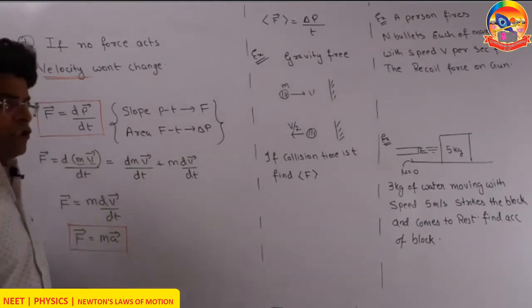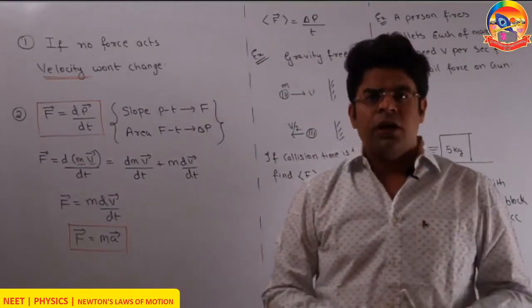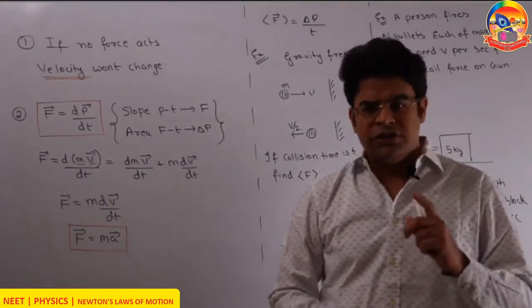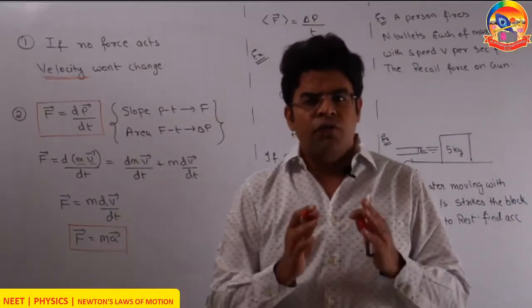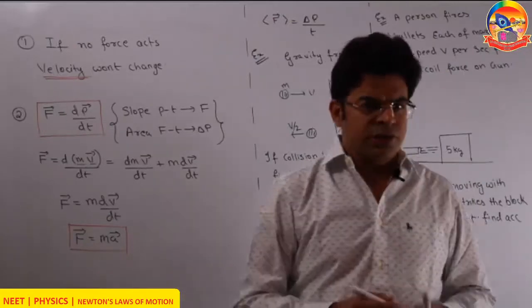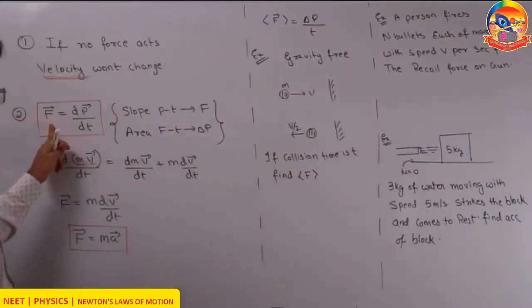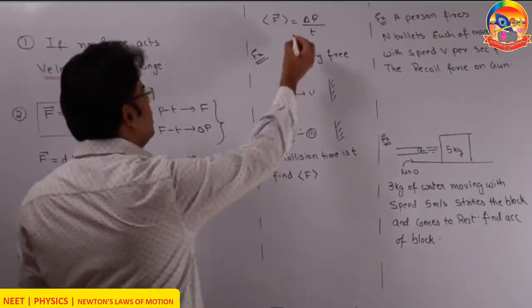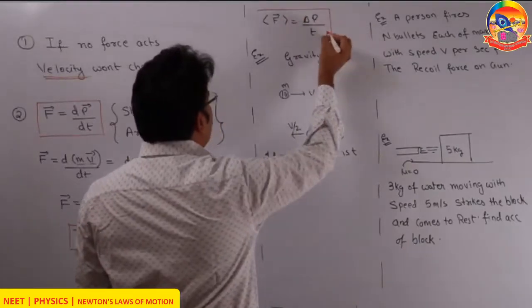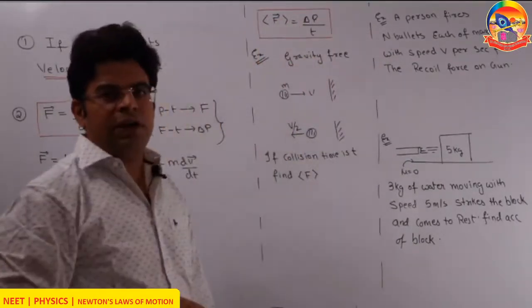If somebody asks you, is F equals ma Newton's second law? No. F equals dp by dt is Newton's second law. F equals ma is a special case of the second law when the mass of the system is constant. One more thing, since force is defined as the rate of change of momentum with respect to time, we define one more quantity, average force. Average force is defined as the total change in momentum upon the total time taken.